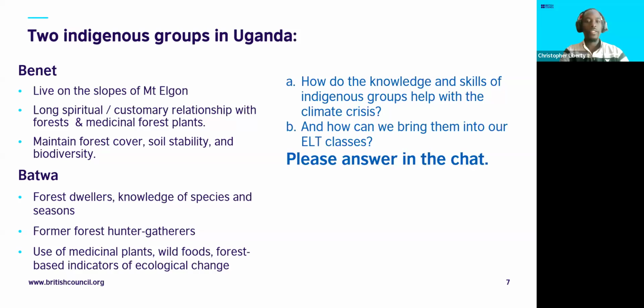The ones in Uganda have interesting knowledge about the species. They understand the seasons, and they look towards plants and animals to predict the weather. They also use these as medicinal plants, but above all, they use plants and animals to predict the changes in rain and sunshine patterns. So in our chat, I would like us to start right away and share how the knowledge of indigenous groups can help with the climate crisis, and how we can bring this knowledge into our classroom.